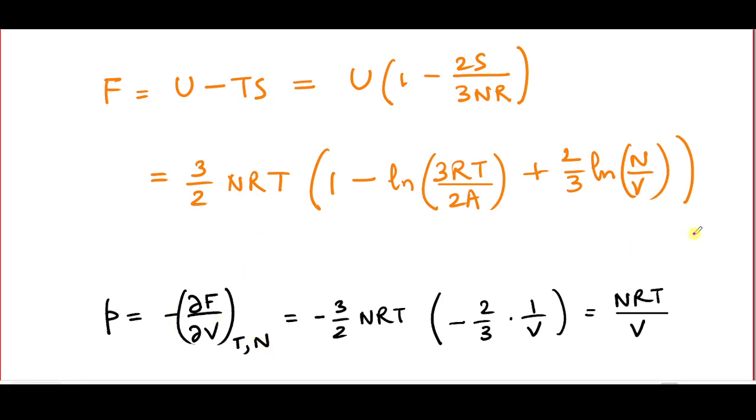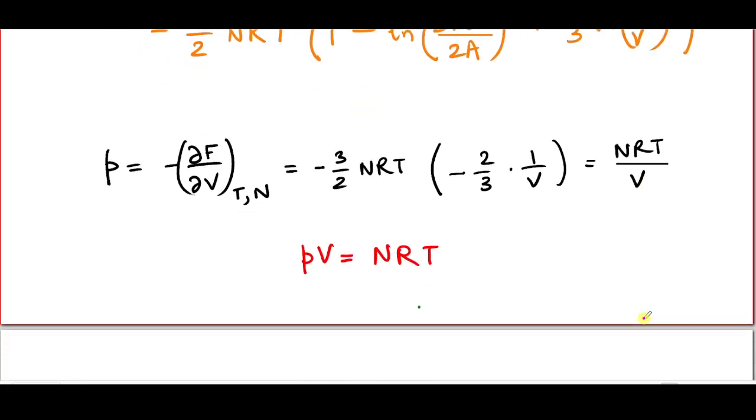So calculating that will simply give you minus 3/2 nRT from this factor, which will be treated as a constant for this partial derivative, times the derivative of this, and nothing here contributes. Only this term does, and that gives you minus 2/3 into 1 over V. And after calculations, you can immediately see that this is the same as nRT over V. So we are getting back PV equal to nRT, the familiar equation for an ideal gas.